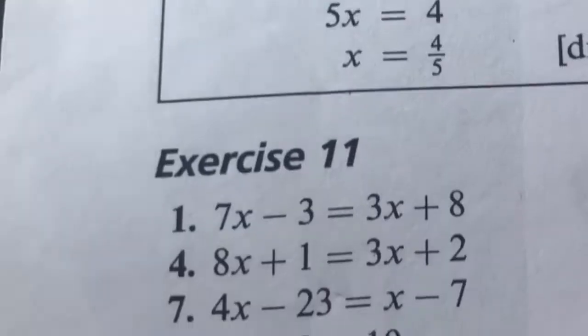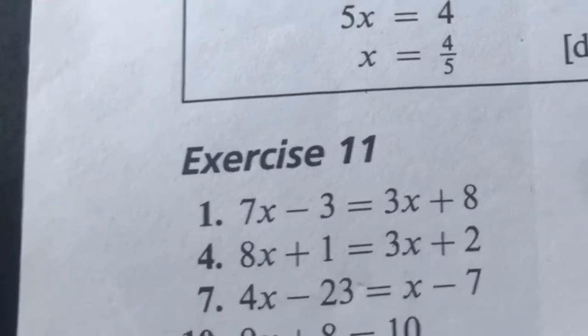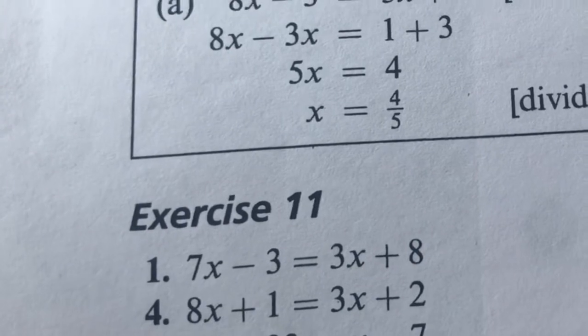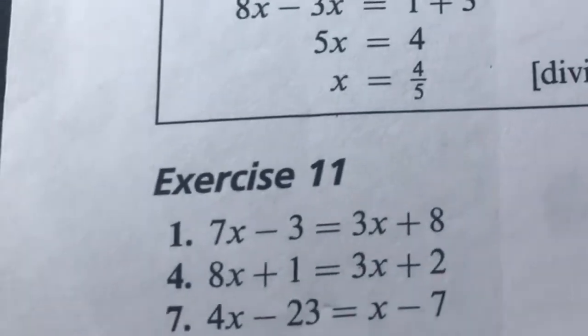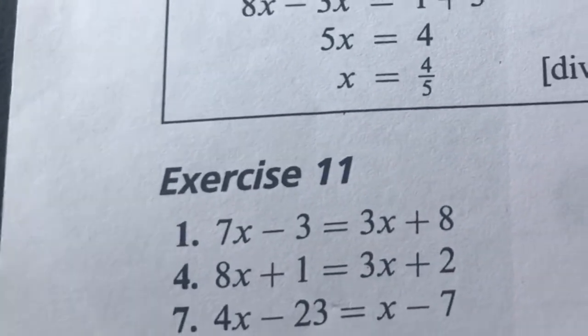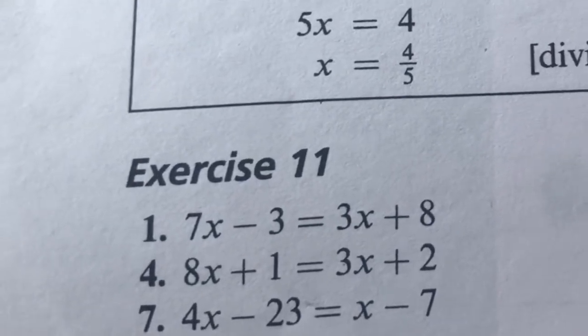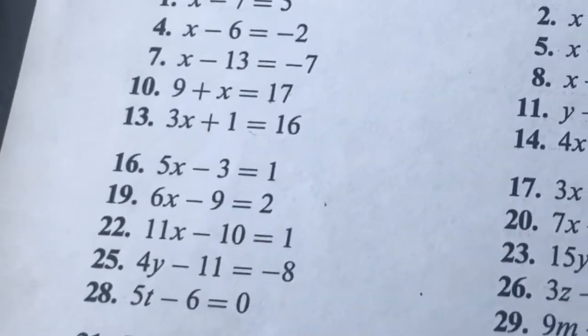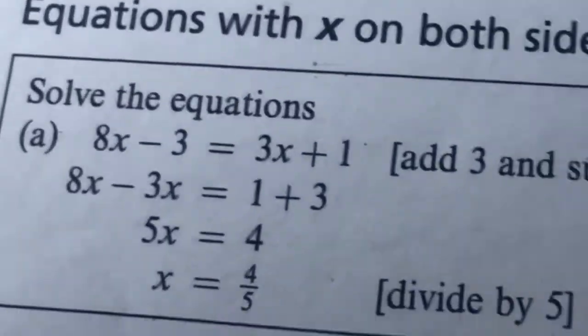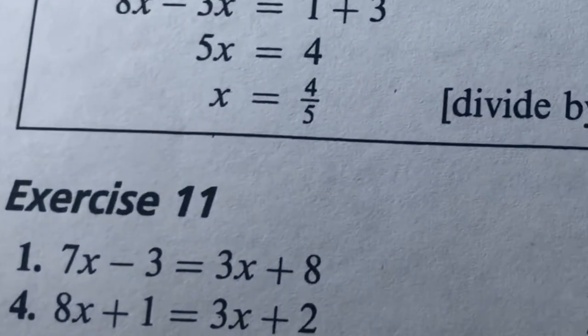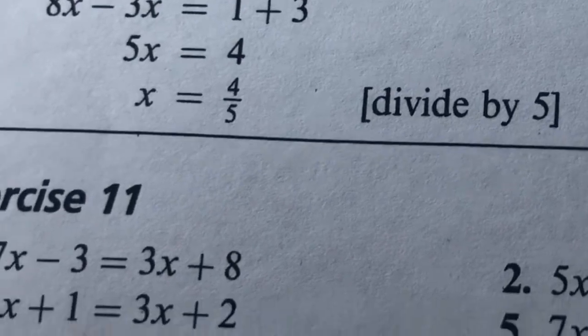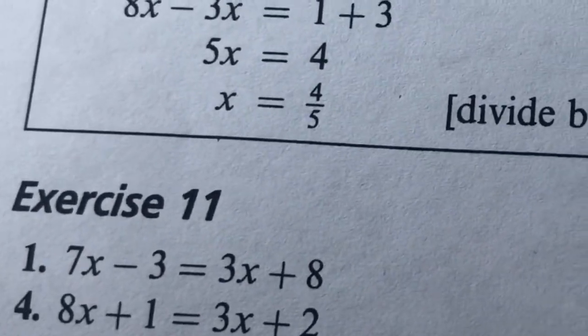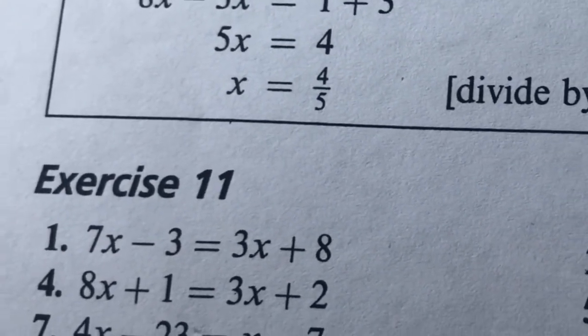If you have x's on both sides of the equation, like there at the bottom, then the best advice is move all the terms involving an x to one side, and move all the numbers to the other side. So if you start off there with number 1, I've lost it. There it is. 7x minus 3 equals 3x plus 8.